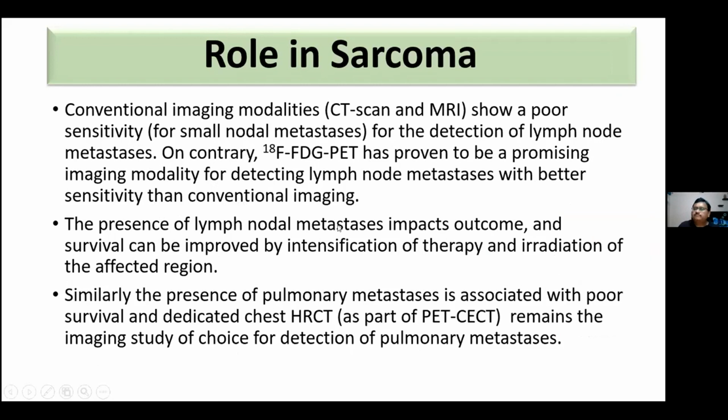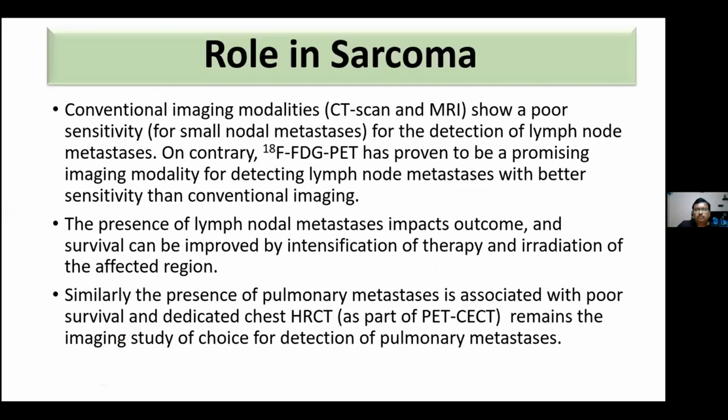The presence of lymph node metastasis impacts outcome and survival, which can be improved by intensification of therapy and irradiation of the affected region. Similarly, the presence of pulmonary metastasis is associated with poor survival, and dedicated chest HRCT, which we do as a protocol in all patients as part of PET-CT, remains the imaging study of choice for detection of pulmonary metastasis.